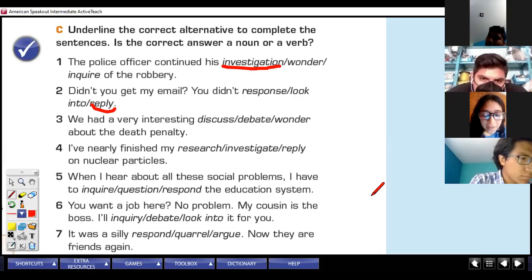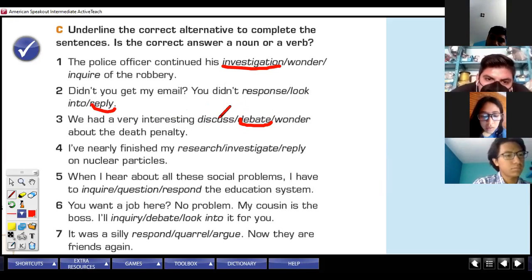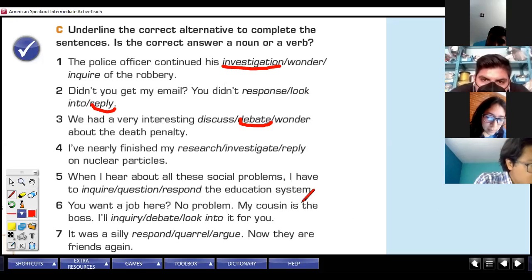But we need a noun. Debate. We had a very interesting debate. Si quisiéramos decir con este verbo, el sustantivo sería una interesante discusión. Entonces se convierte a discussion. We had a very interesting discussion. Necesitamos un sustantivo, noun. And this is a verb, discuss. Okay. Continue, please, Andrea, number 4.